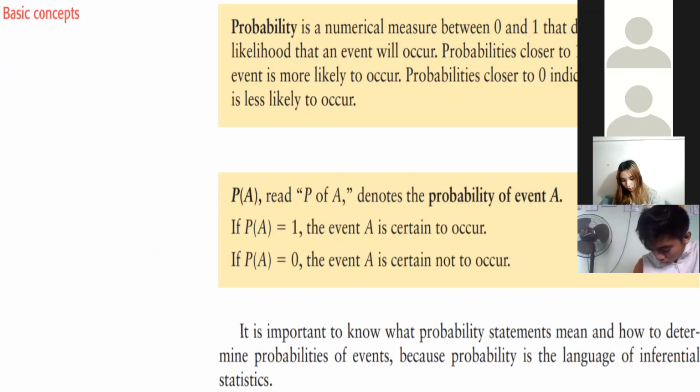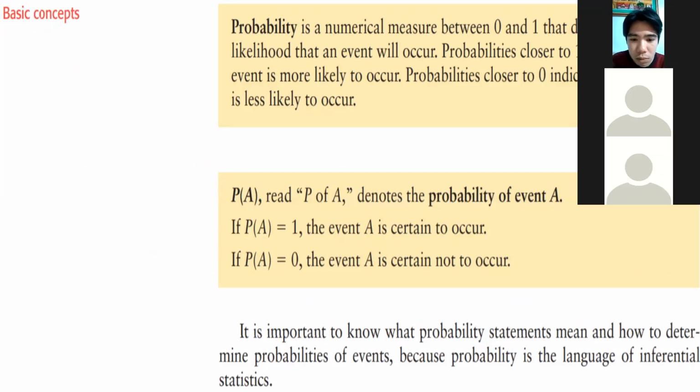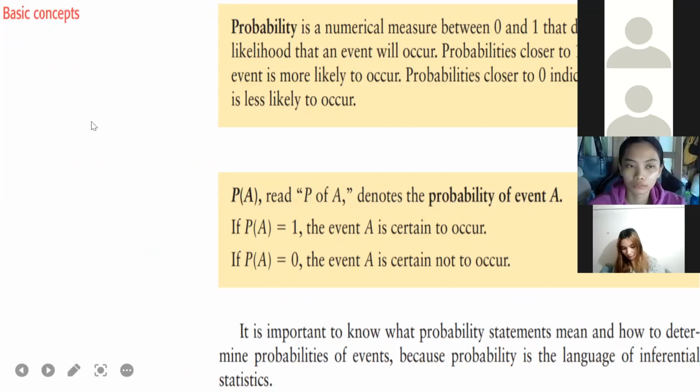Kindly read the definition of probability. Let's have Mark, go ahead. Probability is a numerical measure between 0 and 1 that describes the likelihood that an event will occur. Probabilities closer to 1 indicate that the event is more likely to occur. Probabilities closer to 0 indicate that the event is less likely to occur.